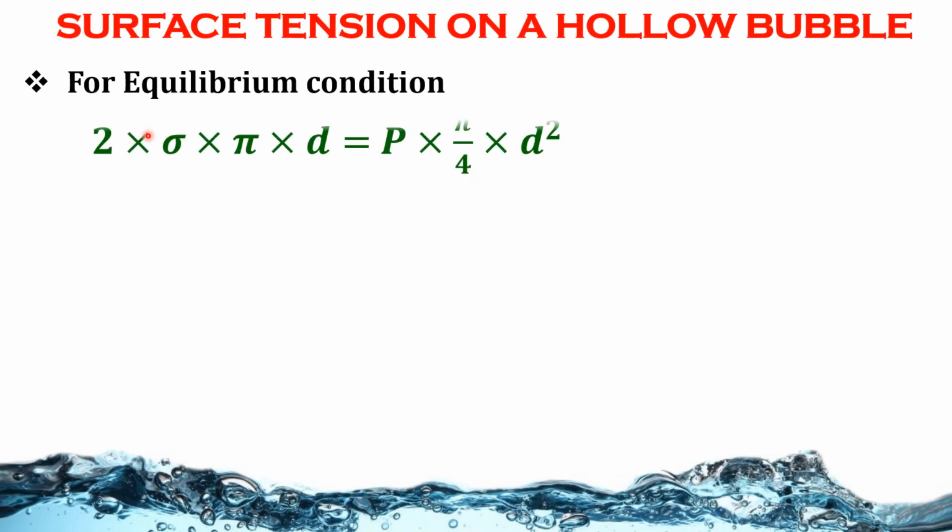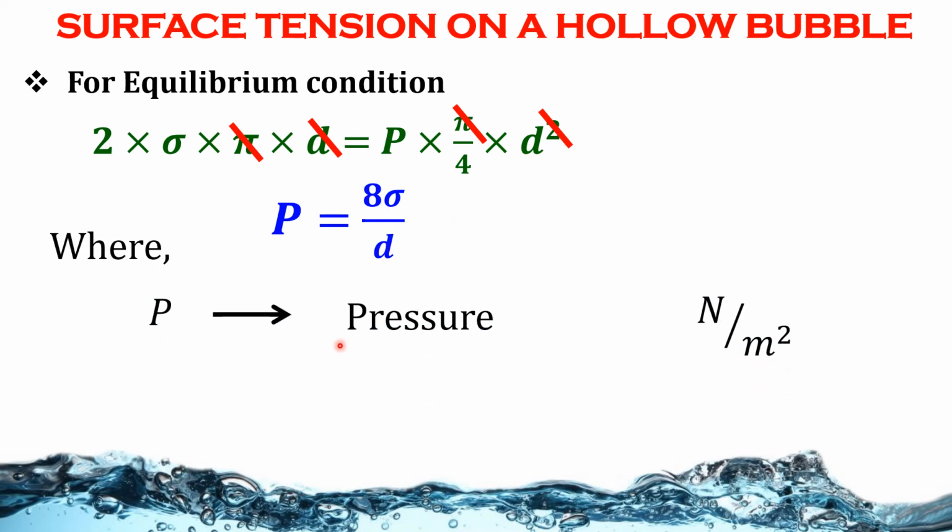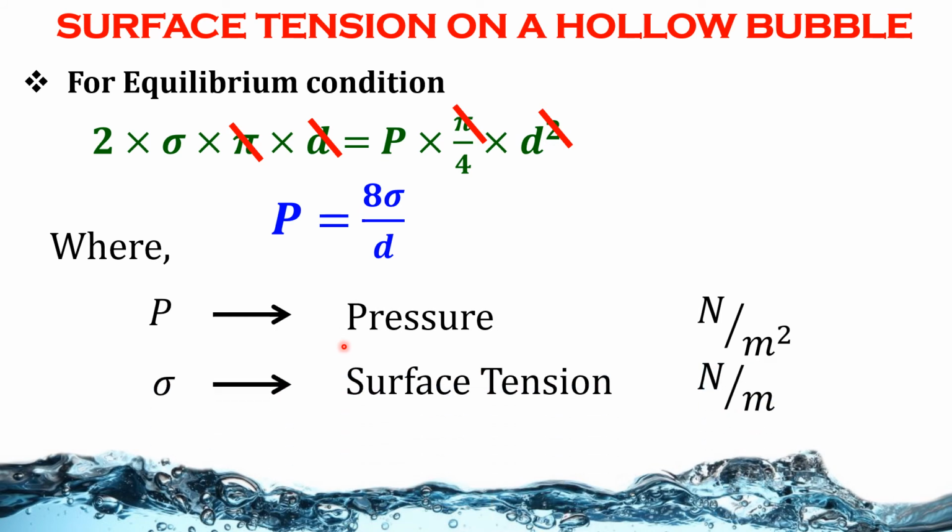For an equilibrium condition, we know that 2 into sigma into pi into d is equal to P into pi by 4 into d square, because the tensile force and the pressure force are acting in opposite directions. So, for simplification, we get P is equal to 8 sigma by d. This is the relation between pressure and surface tension for a hollow bubble, where P is the pressure in Newton per meter square, sigma is the surface tension in Newton per meter, and d is the diameter of the bubble in meter.